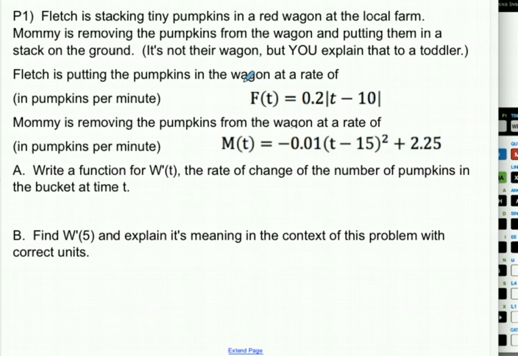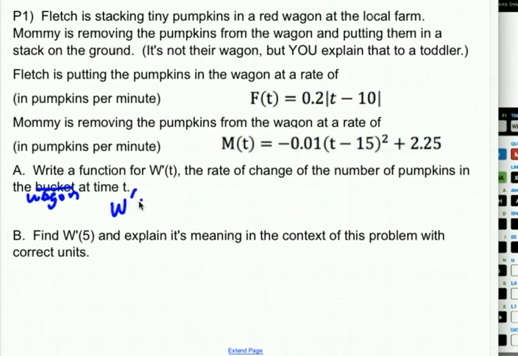Fletch is putting the pumpkins in the wagon at a rate of f of t in pumpkins per minute, which is given in this equation right here. Mommy is removing the pumpkins from the wagon at a rate of m of t, which is given right there, also in pumpkins per minute. So write a function for w prime of t, the rate of change of the number of pumpkins in, it's not a bucket, in the wagon, but you get the gist, in the wagon at time t, right?